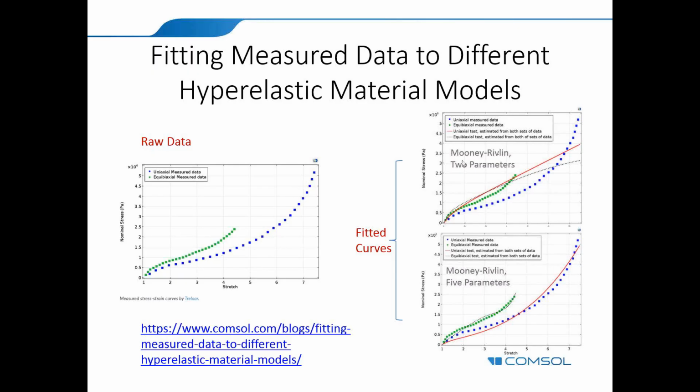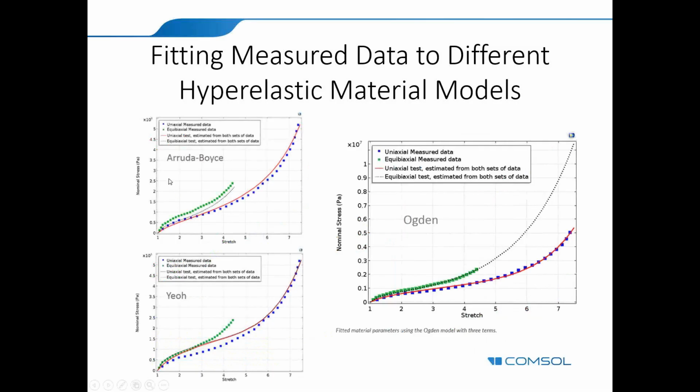So you can see here, we're fitting it to Mooney-Rivlin 2 parameters, which does not look like a real good fit. The red curve here is the fitted uniaxial curve, and the black dotted curve is the fitted biaxial curve, whereas the green and the blue are the raw data. Mooney-Rivlin 5 parameter does a little better. And if we go further, then Arruda-Boyce is good. Yeoh is okay.